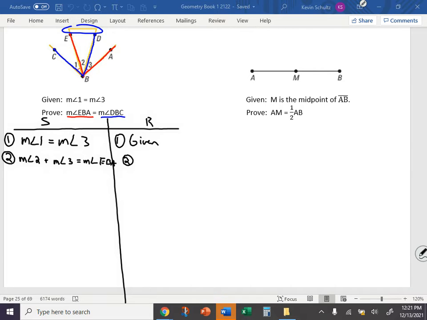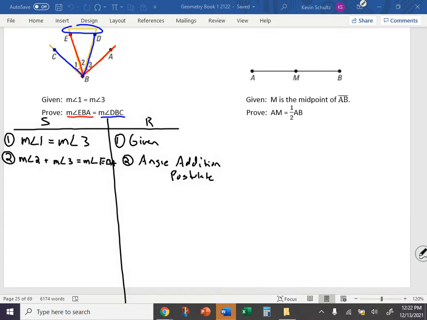It's almost like we're adding angles together or something. Joey? The angle addition postulate says that if you've got two angles that make up a larger angle, their sum will equal the measure of the larger angle. So the measure of angle 2 plus angle 3 equals the measure of angle EBA.